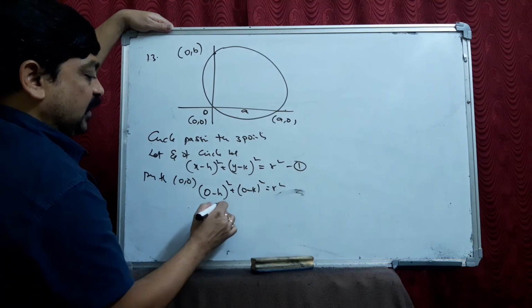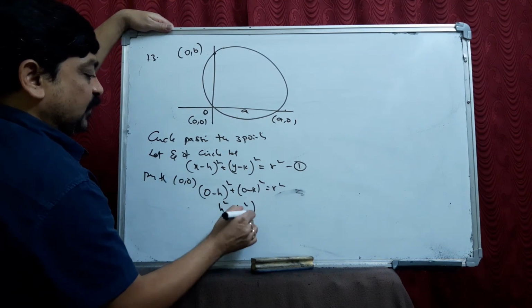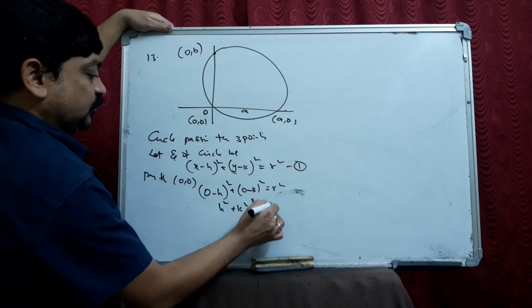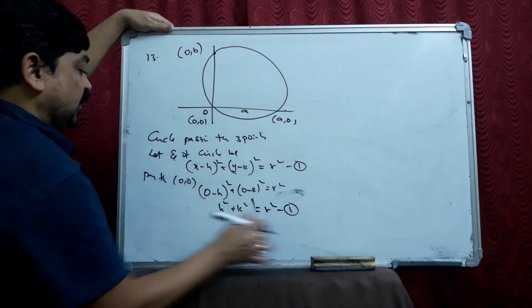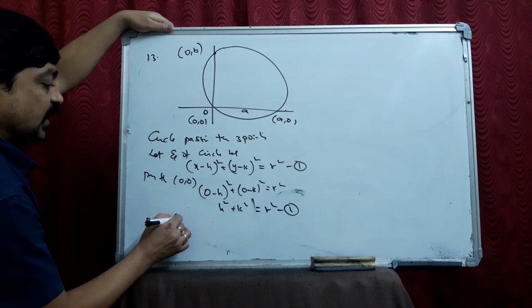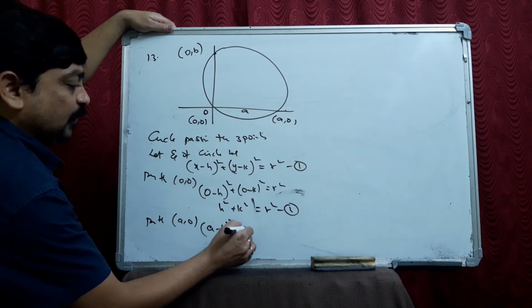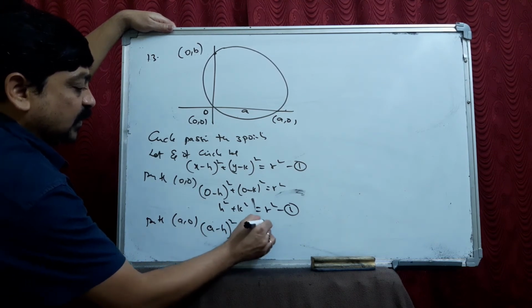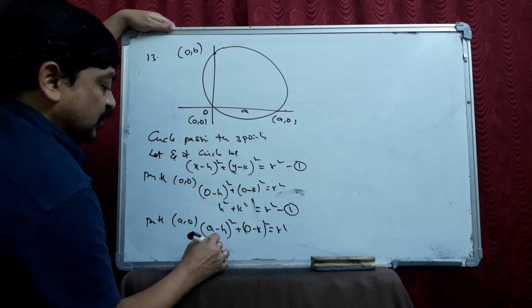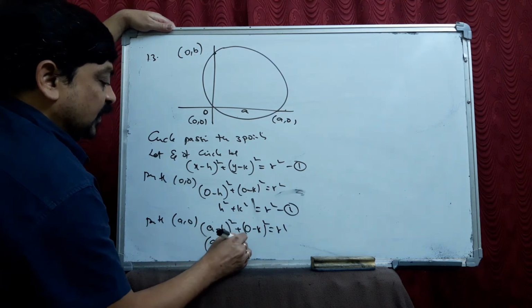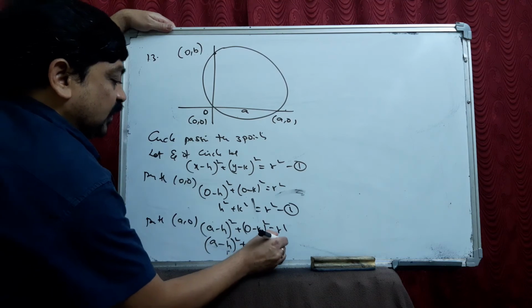That means h square plus k square is equal to r square. Equation 2. In the same way, it passes through a comma 0 also. So a minus h whole square plus 0 minus k whole square equal to r square. So a minus h whole square plus k square is equal to r square.